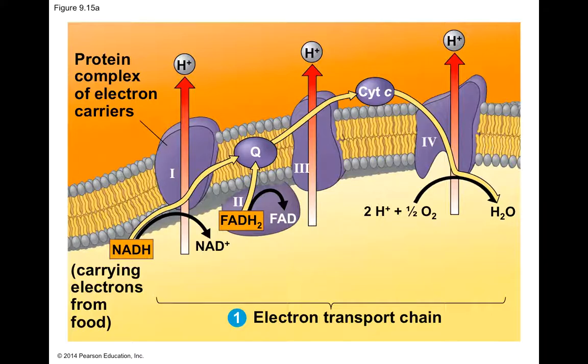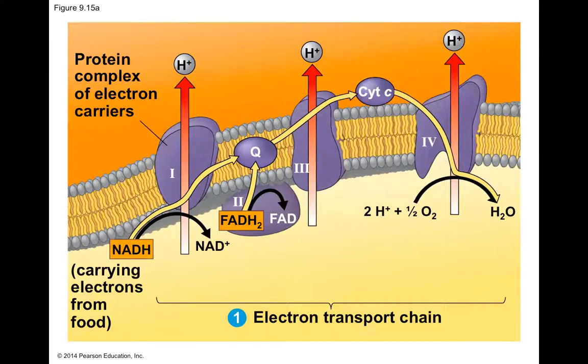As the electrons get passed from complex to complex, and you don't need to know the names, they give off the energy they've been storing. Notice that there's no ATP in this picture. ATP is not being made at this point. Instead, the energy that's being given off is harnessed to pump protons, the H pluses, across the membrane. This is creating a proton gradient, which we'll discuss in a second.